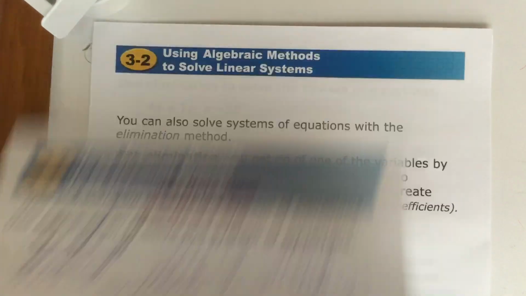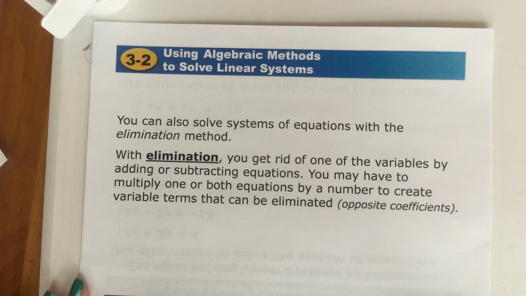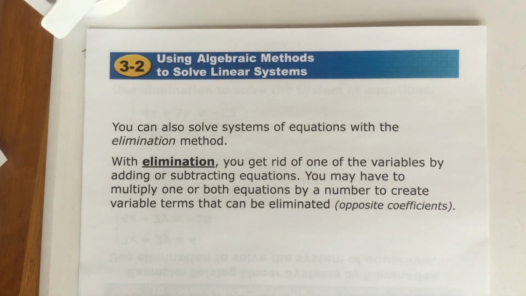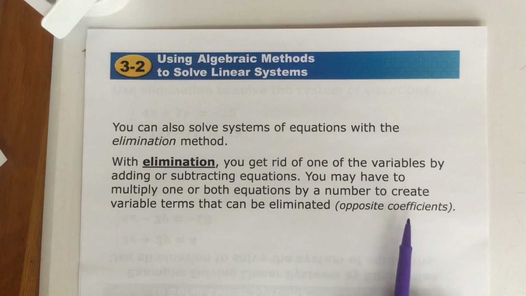All right, next, you can also solve systems of equations using what is called the elimination method. When you do elimination, what you want to do is be able to add the two equations together and completely eliminate one of the variables. The only way that that can happen is if you have opposite coefficients. Remember, a coefficient is a number that comes before a variable.